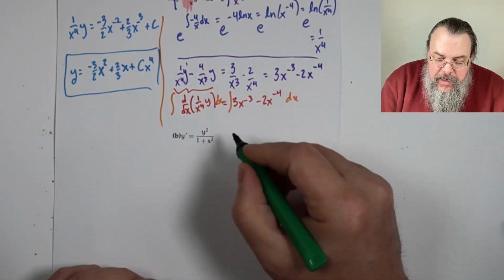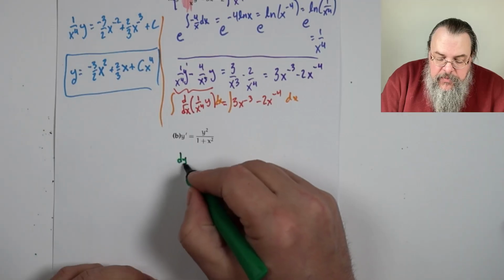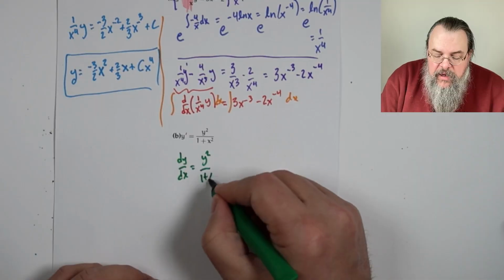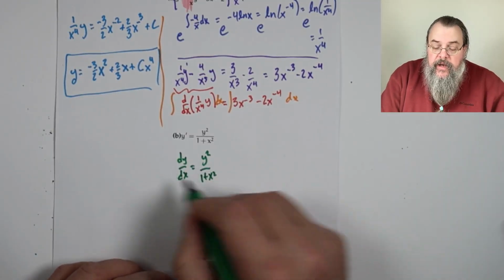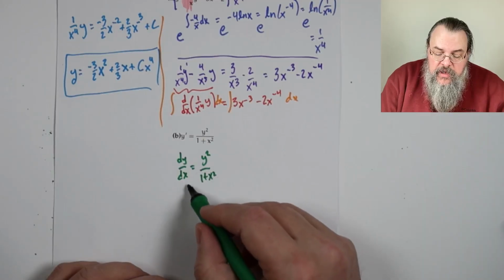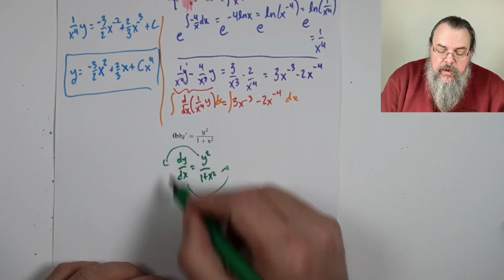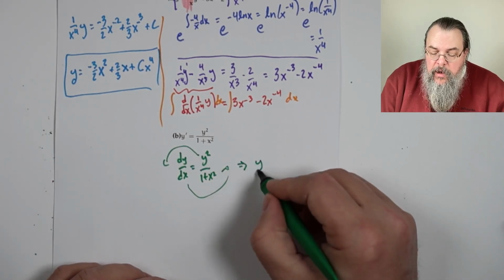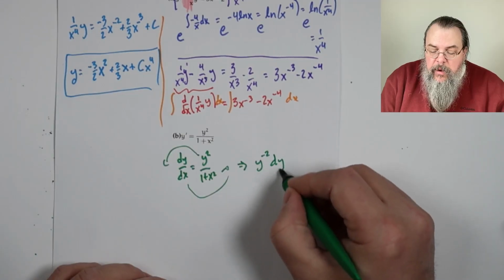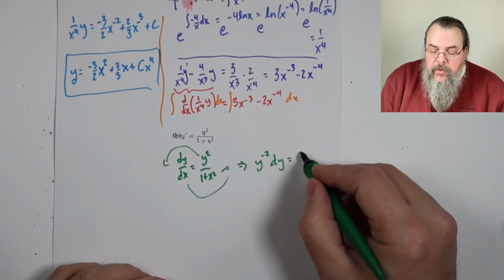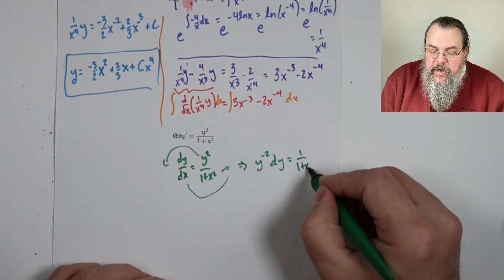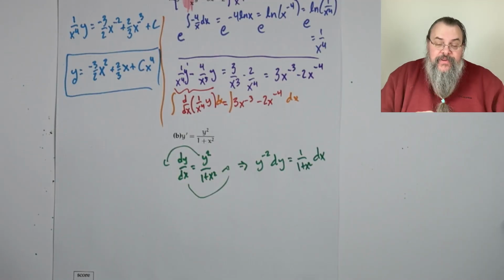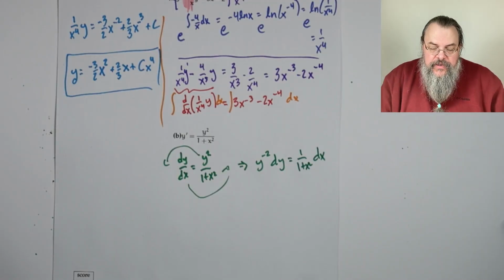So we say, okay, we're going to think of this y prime as dy over dx, equals y squared over 1 plus x squared. Move stuff around. We'll move the dx across, move the y squared across, and then this becomes y to the minus 2 dy is equal to 1 over 1 plus x squared dx. And so step 1, separate. It's in the name of separable differential equations.